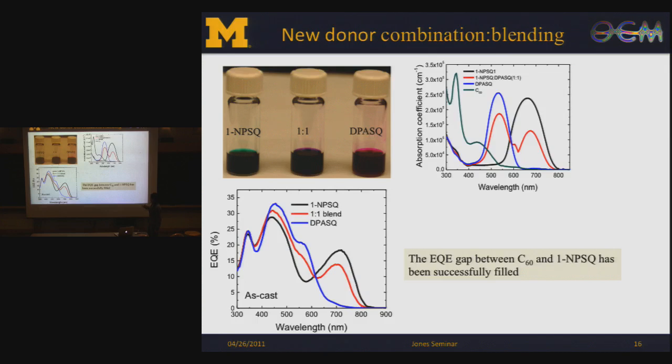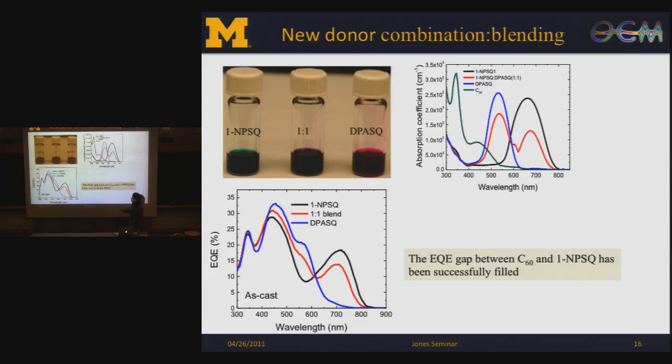What are we going to do? What we do is we mix these two solutions together in a 1-to-1 ratio. Then we have a blended solution. The most interesting thing is the color changes. It's a purple color. So this solution absorbs red light, it absorbs green light, and it appears a purple color.